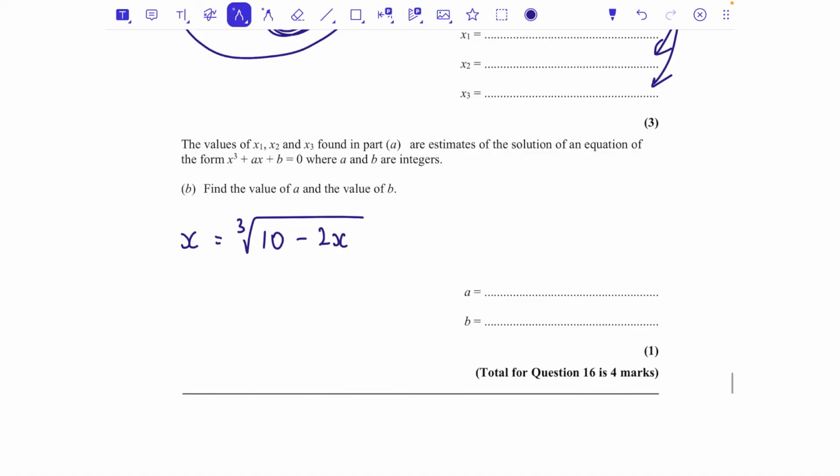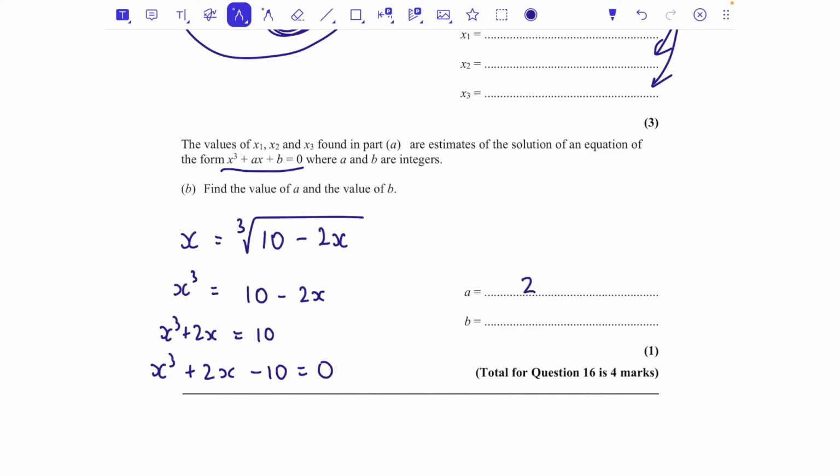Fabulous. So all we're going to do now is rearrange this so that it looks a little bit more like this. So I'm going to start by cubing both sides to get rid of that cube root. x cubed equals 10 minus 2x. I'm then going to add 2x to both sides. And then I'm going to take away 10. So x cubed add 2x minus 10 equals 0. Therefore a is 2 and b is minus 10.